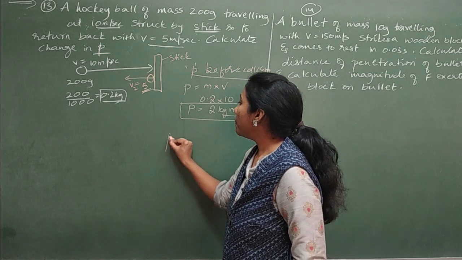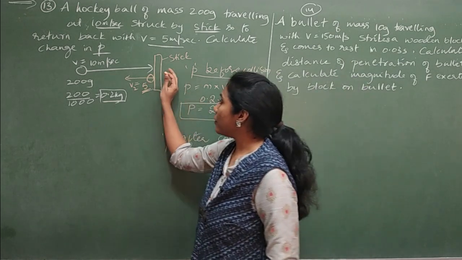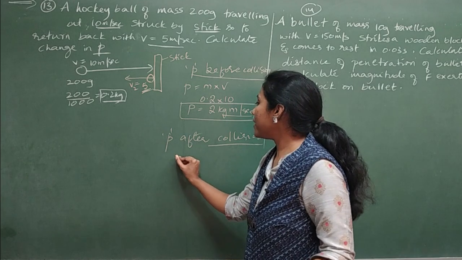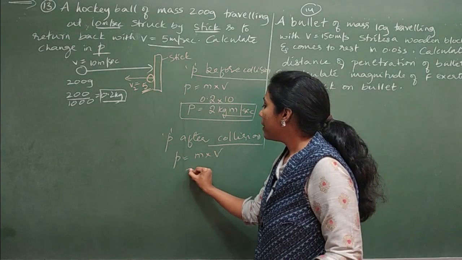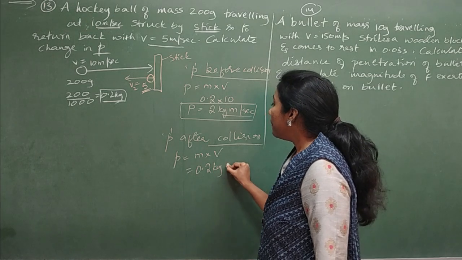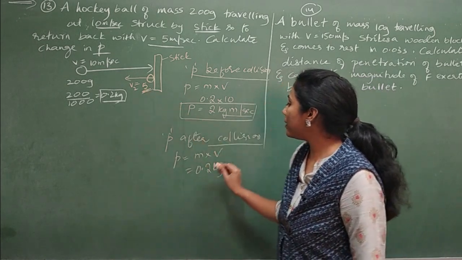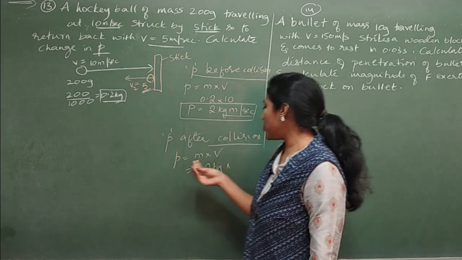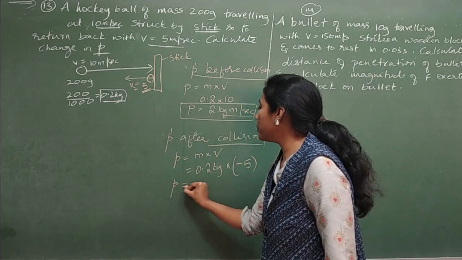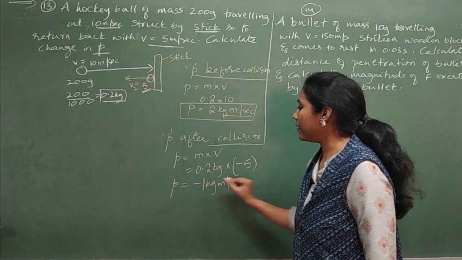Now calculate the momentum after collision. The ball collided with the stick, and after that the ball started moving backwards. So what is that momentum? P is again m into v. The mass of the ball remains the same before collision and after collision, so mass is 0.2 kg. But with how much velocity is it going back? The direction has changed, so I have to take it as -5 here. So what is the momentum after collision? It is -1 kg meter per second.